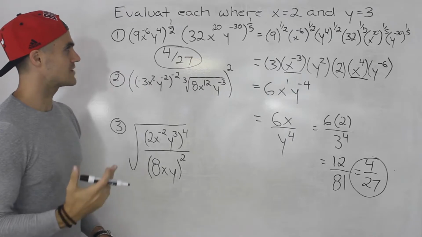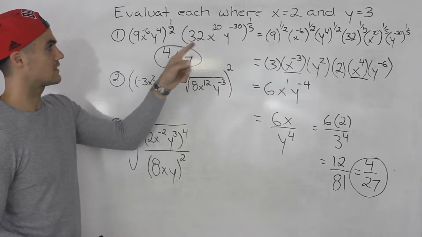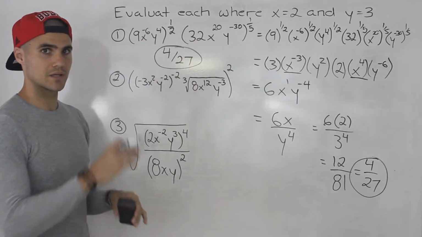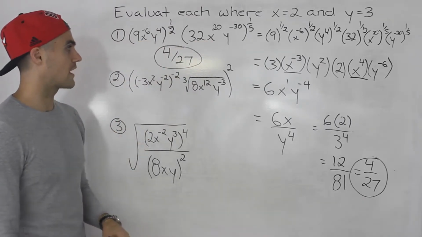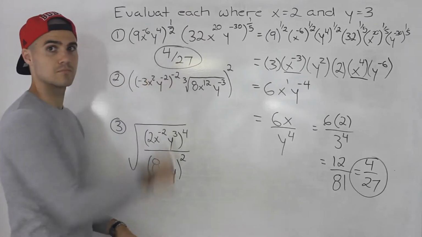You could actually potentially check this in your calculator. So you can plug in an x value 2, a y value 3 at this point, right? It's going to be a lot to plug in. Just be careful with all your brackets. You should get 4 over 27 or that same decimal.